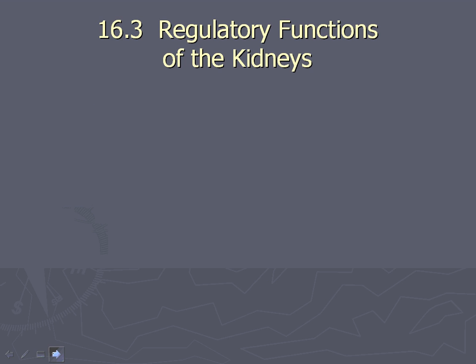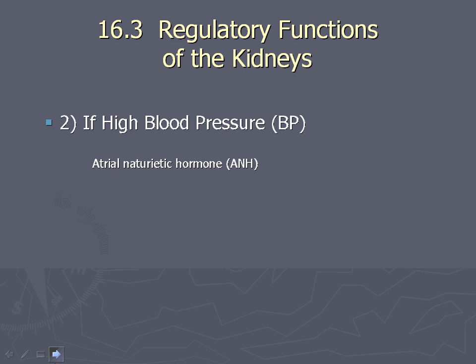Okay, so there's another mechanism here, and it's the complete opposite. So this is if you have high blood pressure. So if someone has high blood pressure, the hormone we're going to be dealing with is called atrial natriuretic hormone, ANH.